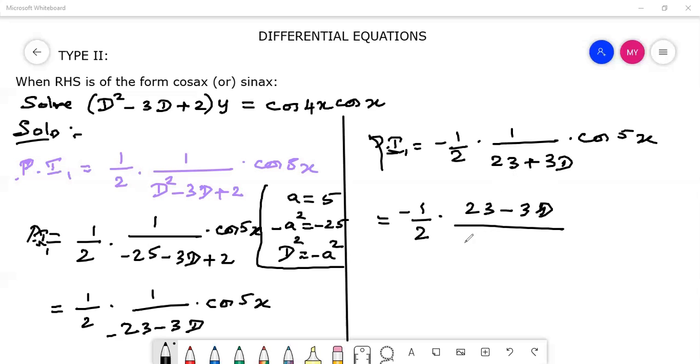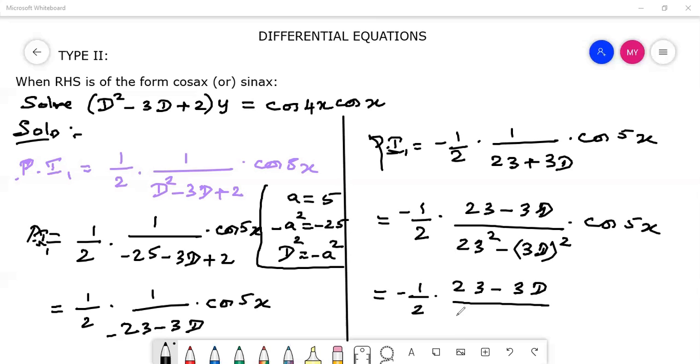After multiplying with the denominator, I'll be having the formula a plus b into a minus b. It will be a square minus b square. So 23 square minus 3D square will be in the denominator after applying the conjugate. So now negative 1 by 2 into 23 minus 3D over what is the denominator? 23 square will be 529 minus 3D square, it will be minus 9D square into cos 5x.